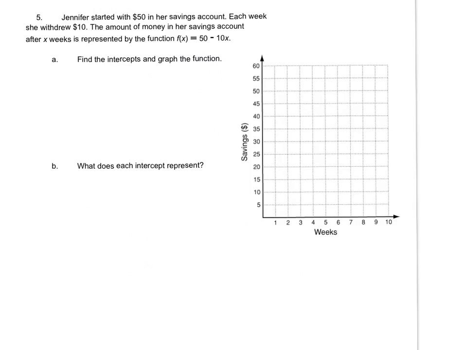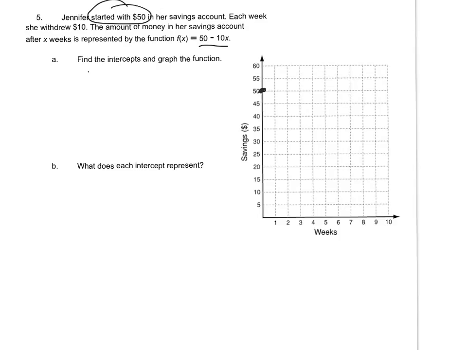Okay, in this problem, Jennifer started with $50, so that's the starting point, in her savings account. So the starting point is right there: when x is 0, y is 50. So that's always a starting point. The amount of money in her savings account after x weeks is represented. Notice that's going to represent a decrease. So she starts out with $50. She's going to decrease it by $10 each week.